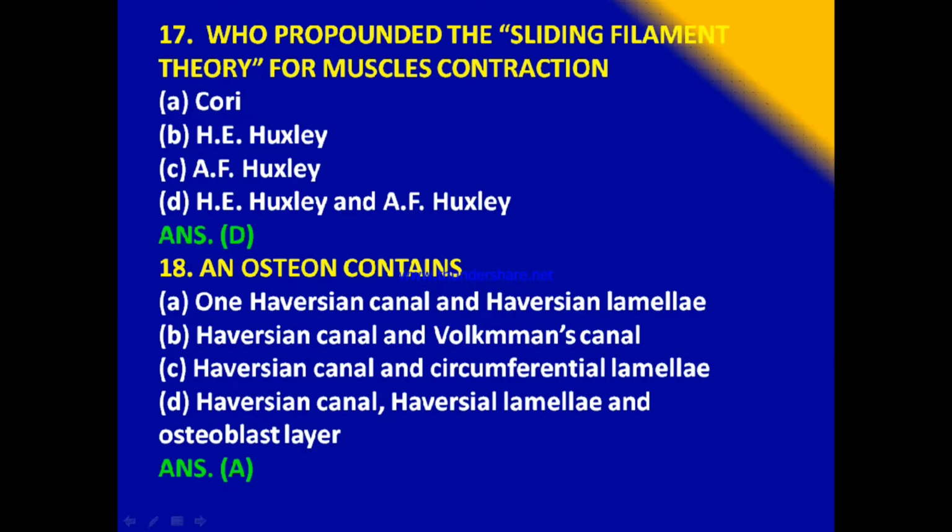Number 18 question. An osteon contains one Haversian canal and Haversian lamellae. Option B, Haversian canal and Volkmann's canal. Option C, Haversian canal and circumferential lamellae, or option D, Haversian canal, Haversian lamellae and osteoblast layer. So an osteon contains one Haversian canal and Haversian lamellae. Option A is the right answer.